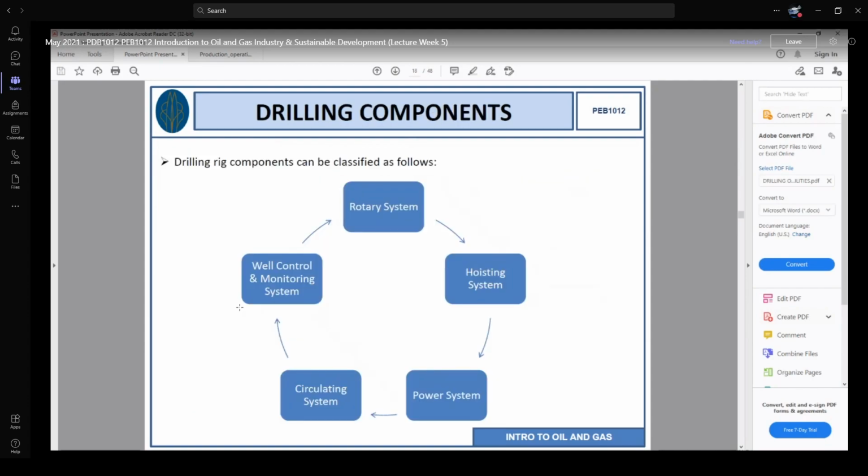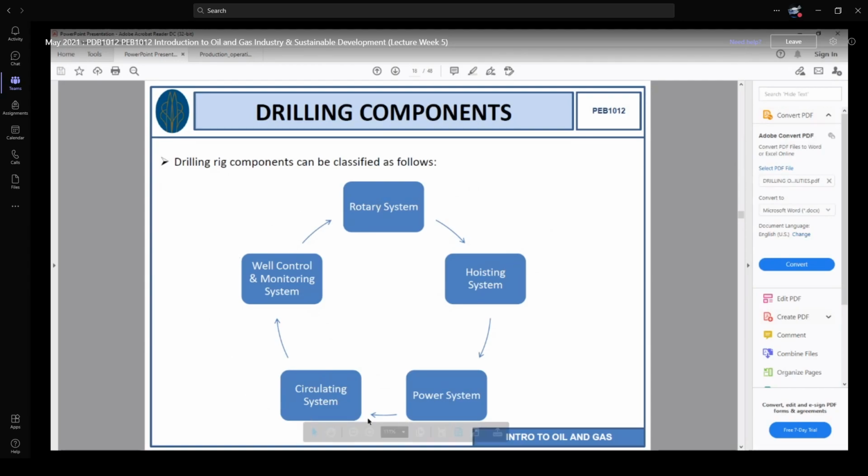In oil and gas operations, let's talk about the important technical components. Technically, let's discuss the drilling components. We have five different components: one is the rotary system, another is the hoisting system, the third one is power, the next is the circulation system, and finally, last but not least, we have the well control and monitoring system.